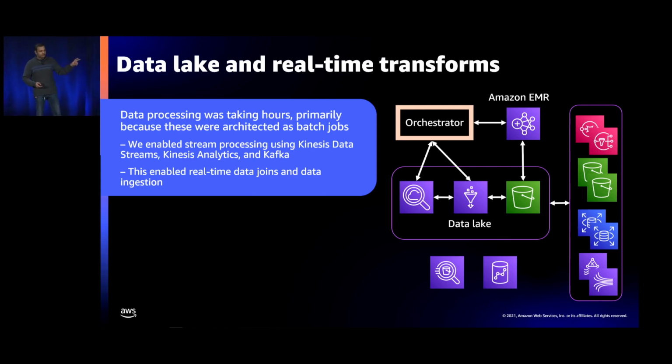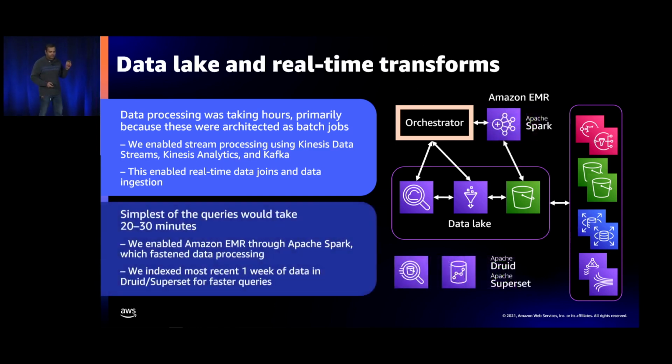The other part of this slowness was coming from the EMR jobs that were slowing things down. There, we augmented our EMR with Apache Spark, and that again reduced the load times. It was able to parallelize the workflows much more efficiently, and we were able to build more.